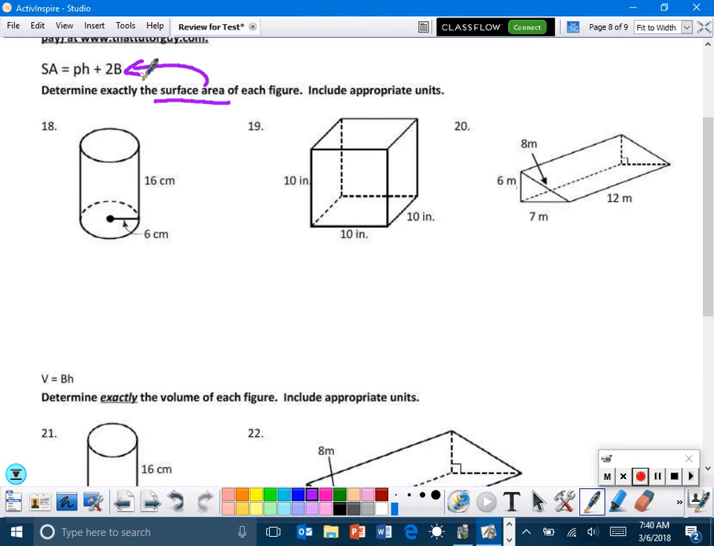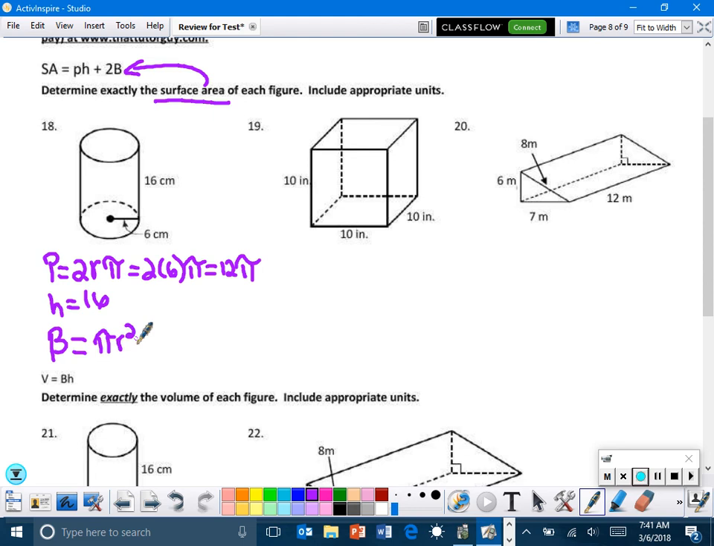All right, so here we go. So the perimeter of this cylinder would be 2 times the radius times pi. So that would be 2 times 6 times pi, which is 12 pi. The height is 16, and the base area of the cylinder is pi r squared. Okay, well, pi r squared, that would be 6 squared, that would be 36 pi.